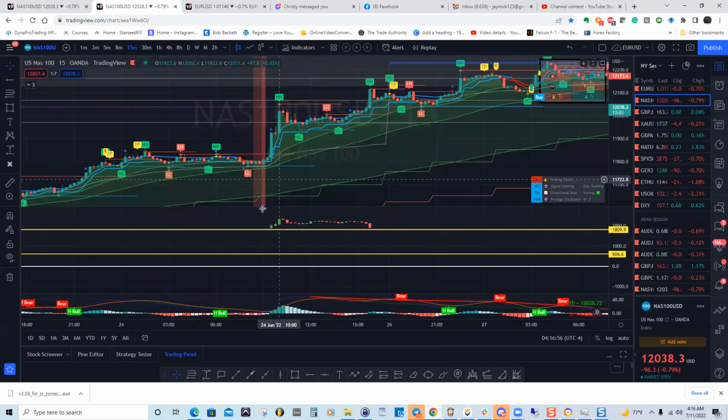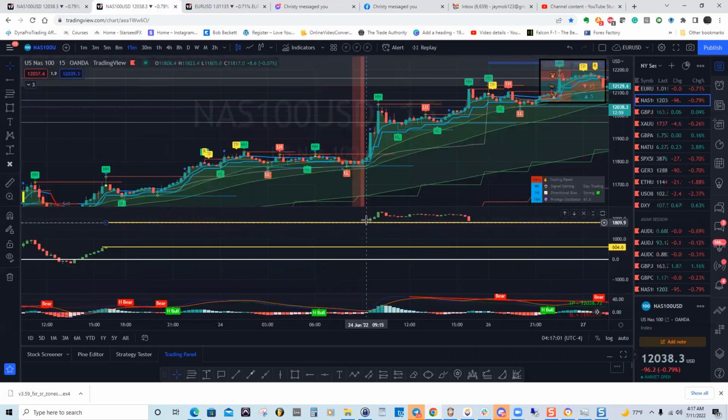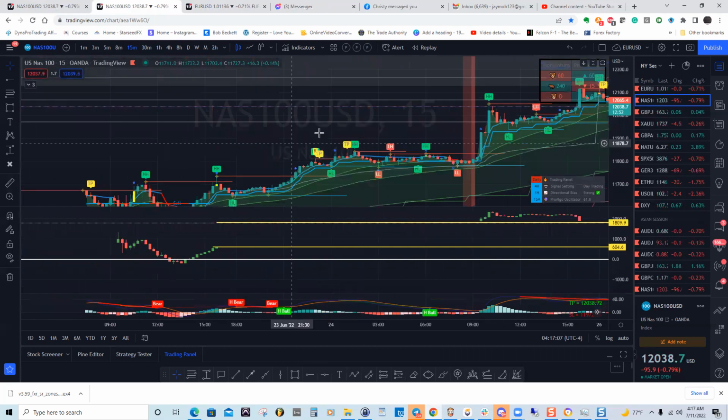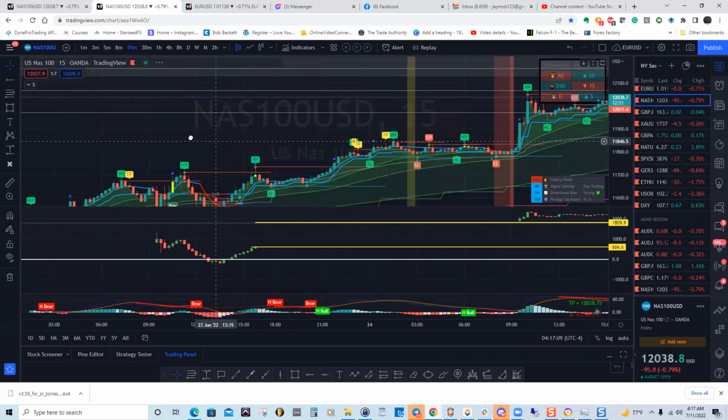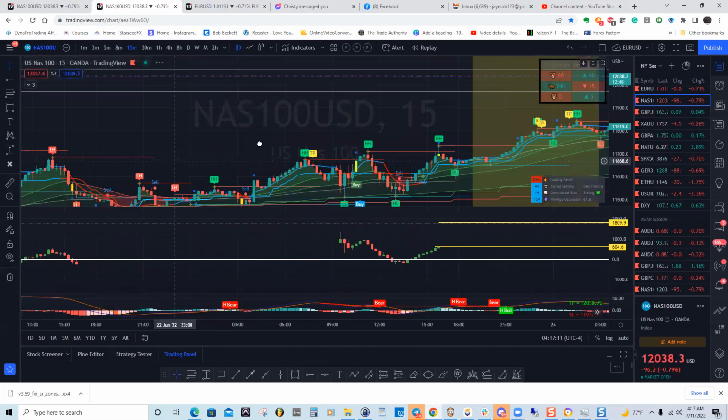So here's another textbook trade by the box. It gapped up and opened up above 1800. So if you see a gap up and it opens up above 1800, you're probably going to be in a bullish market. So that's the rule, but it doesn't always work that way.